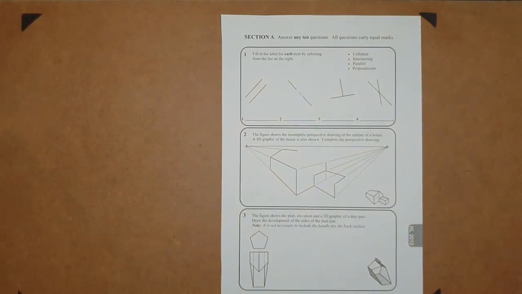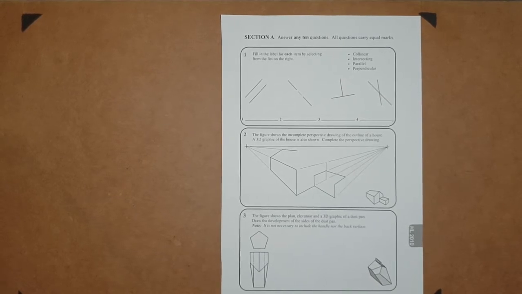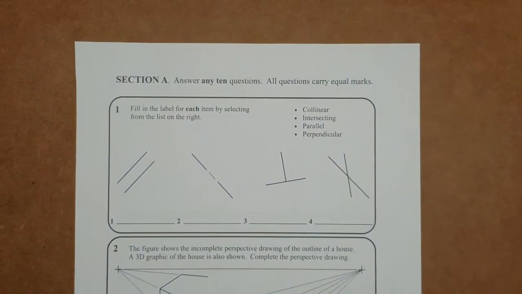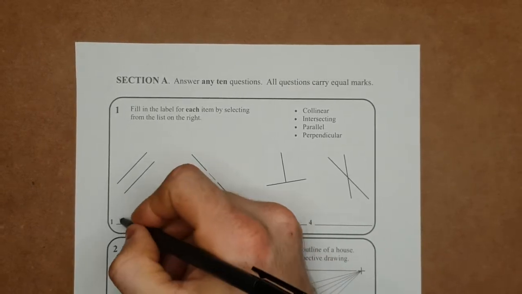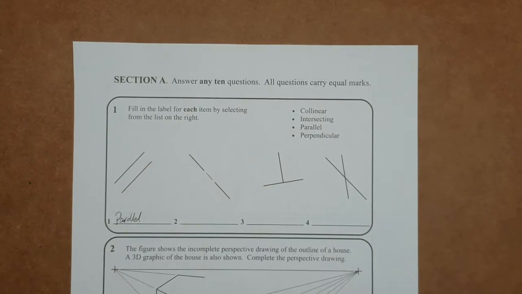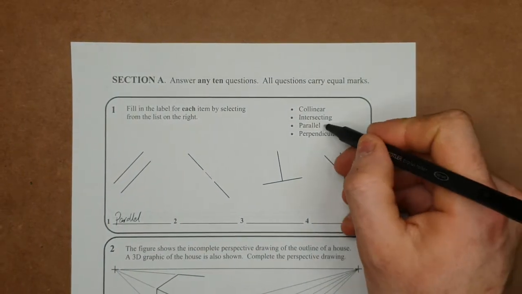Question 1 is always a label question, so you're given 4 items and you have to label what they are. If I just zoom into this, question 1: fill in the label for each, selected from the list. So the first 2 lines are parallel, and if you're not sure of something, just work your way through it.